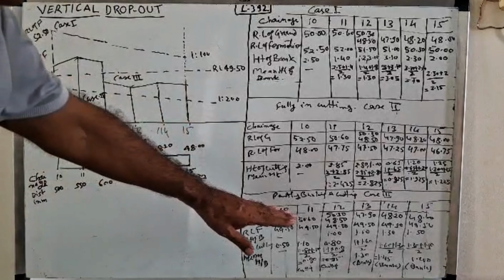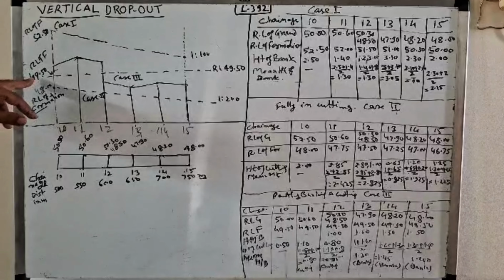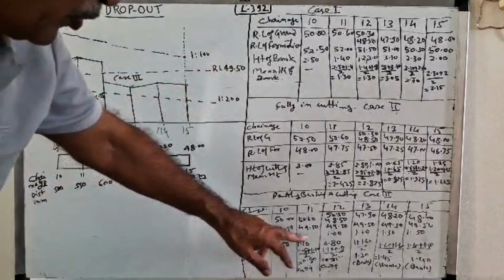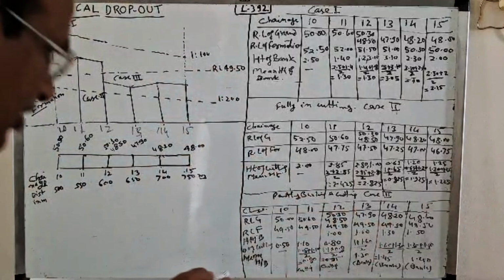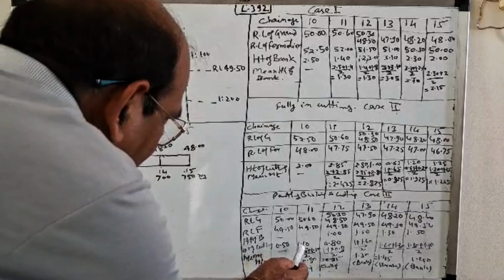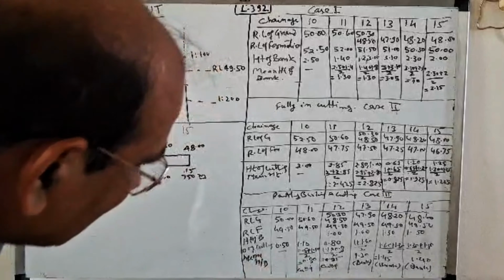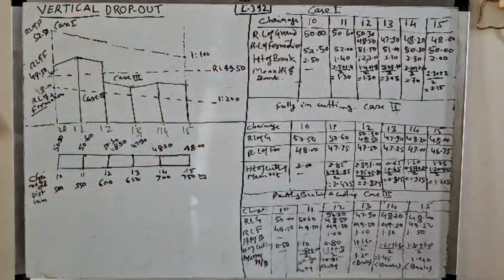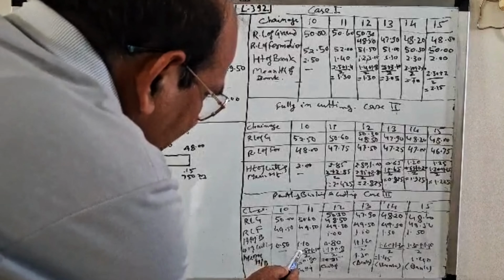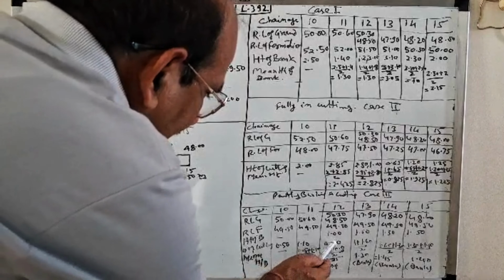Now partial banking and cutting, what will happen? Take the third case, where the RL of formation is a straight 49.50 at each point. So the difference is 0.50, 49 is less, so this will be in cutting, and 1.10 will also be in cutting. So the average of this will be 0.80 in cutting. Now you go for the next and you will get these values 1.1, 1.1 and 0.8.